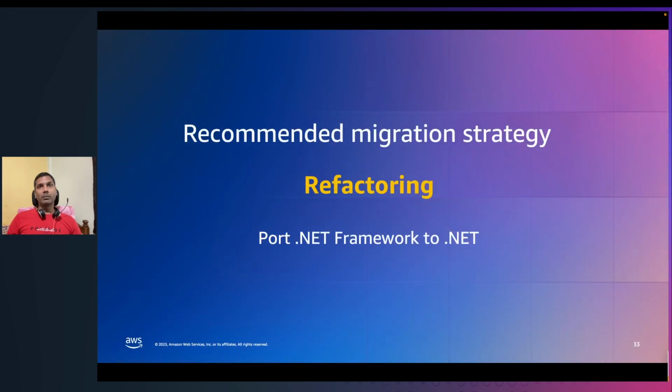As .NET Framework applications cannot run directly on Graviton instances, prior to migration, we recommend to refactor the .NET application and port it to the latest version of .NET, like .NET 6 or .NET 7, and then migrate to Graviton instances following the steps which I described previously.